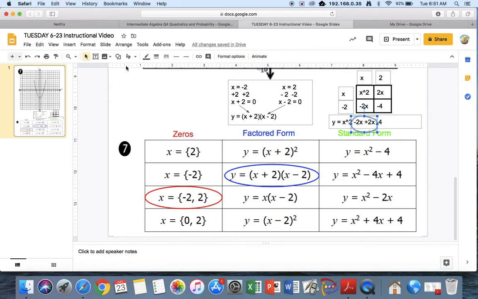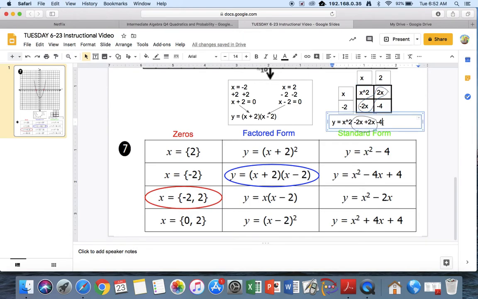Or sometimes you can do it right in the box. You can just do it before you even write it, where you're going to add those two together. So when I do that, I'll get x to the second power. In this case, negative 2x plus 2x gives me nothing, so I have a 0 there, but you're not going to write 0, so we're just going to write minus 4. So here is my equation in standard form that I'm going to look for below.